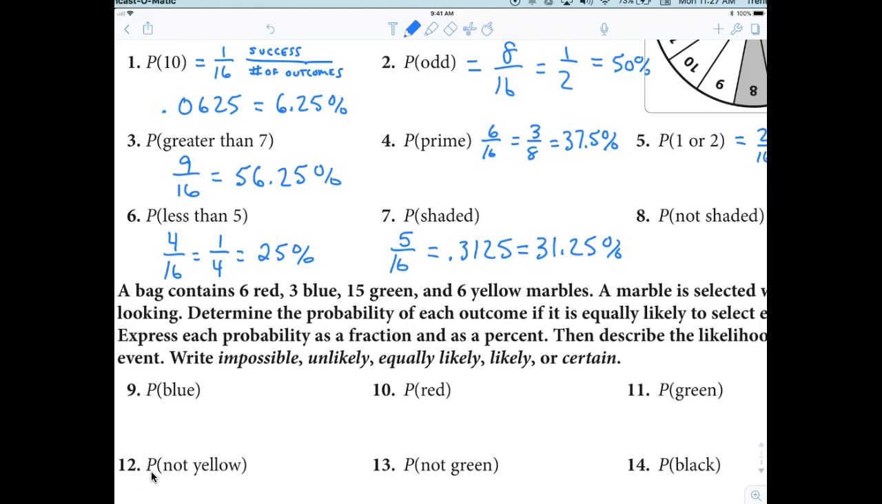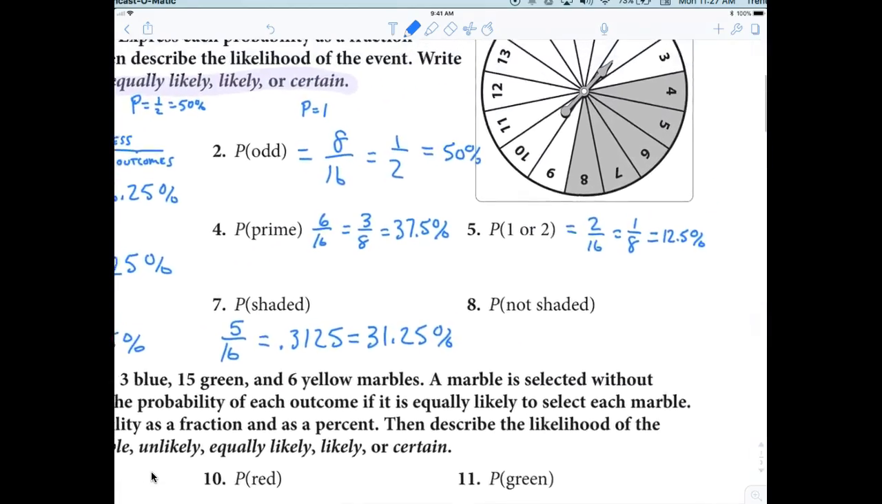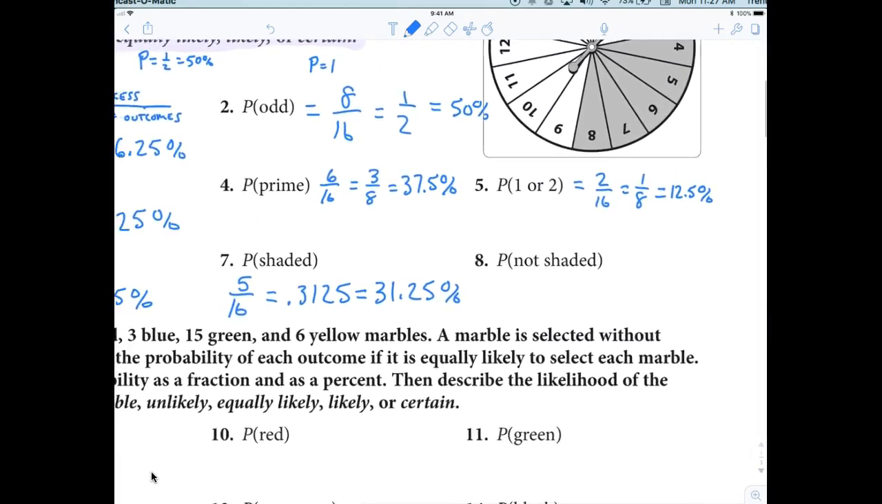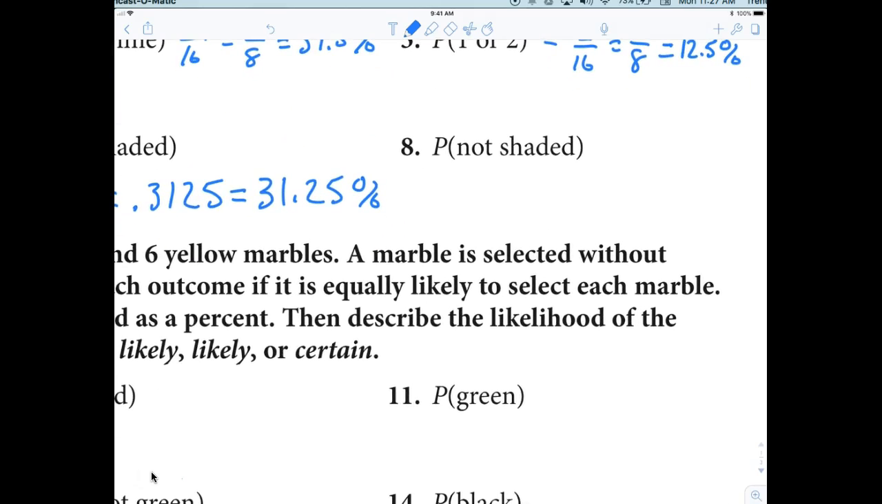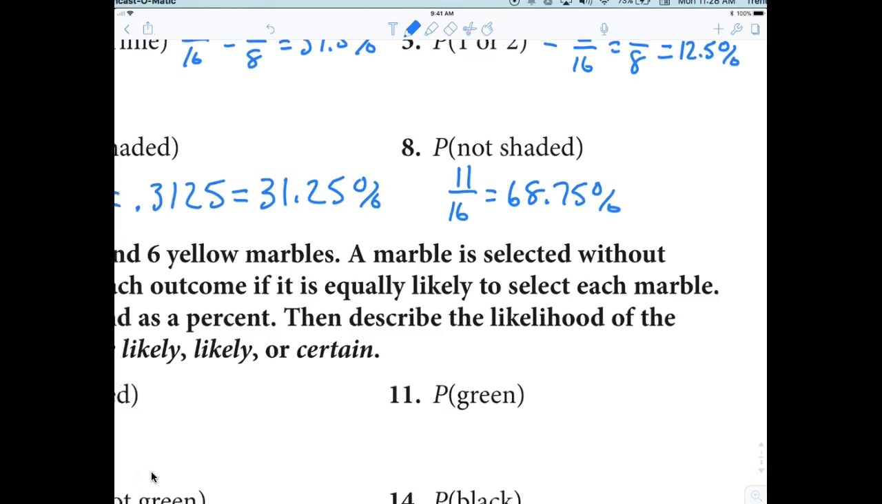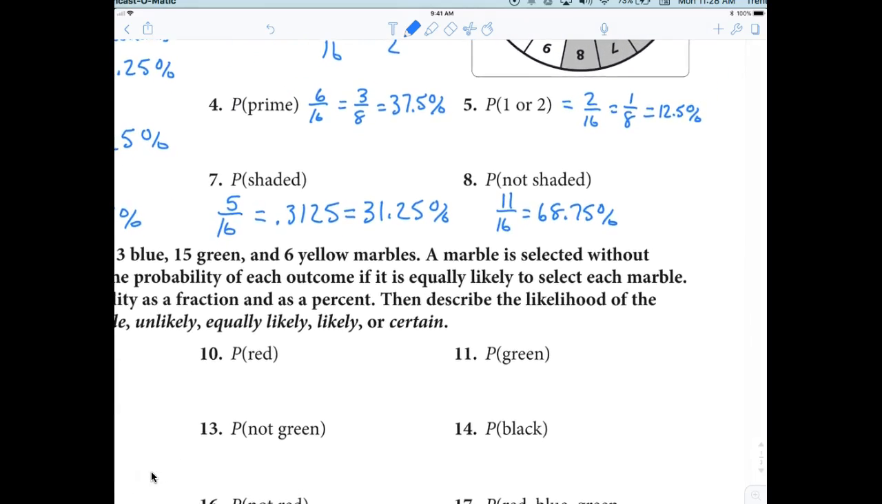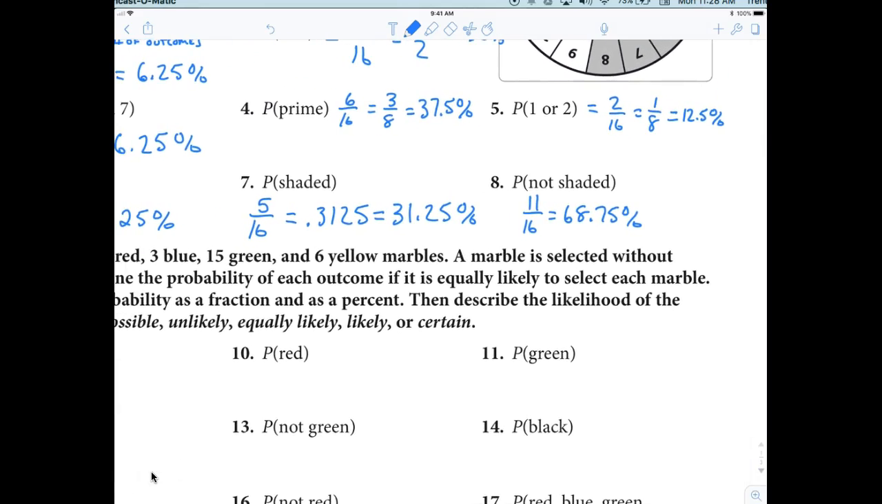All right. Tell me, what's probably not shaded? So, not shaded, I got 11 out of 16. Exactly. 11 out of 16, which is? And then as a percent, I would do 68.75, which is 68.75%. Perfect. All right, does anybody have any questions with that? Everybody know how to use the calculator on that, correct? Does everybody agree? That's not that hard.